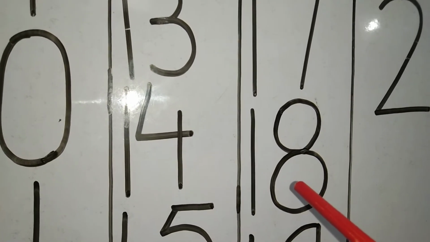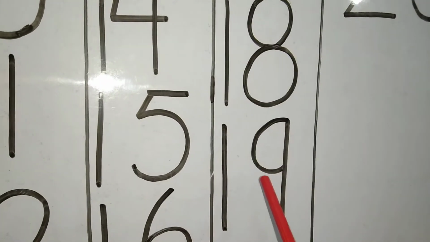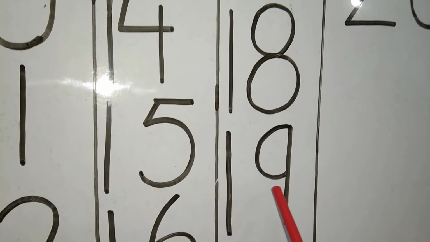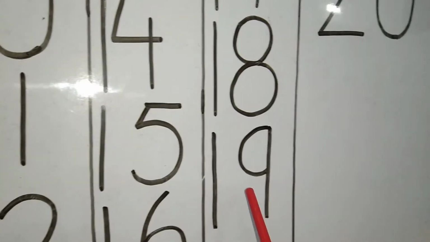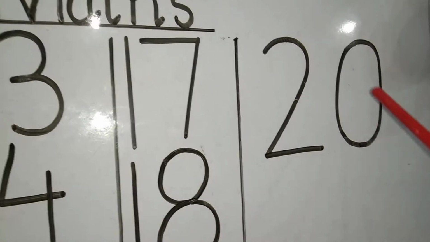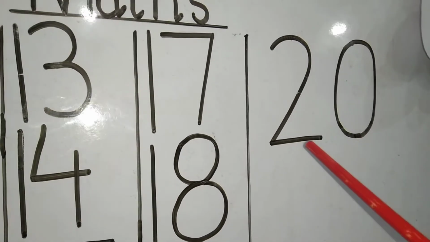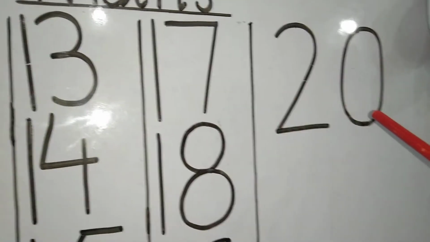And what comes after 18? Number 19. 1 and 9, 19. And what comes after 19? Number 20. 2 and 0, 20. 2 and 0 make number 20.